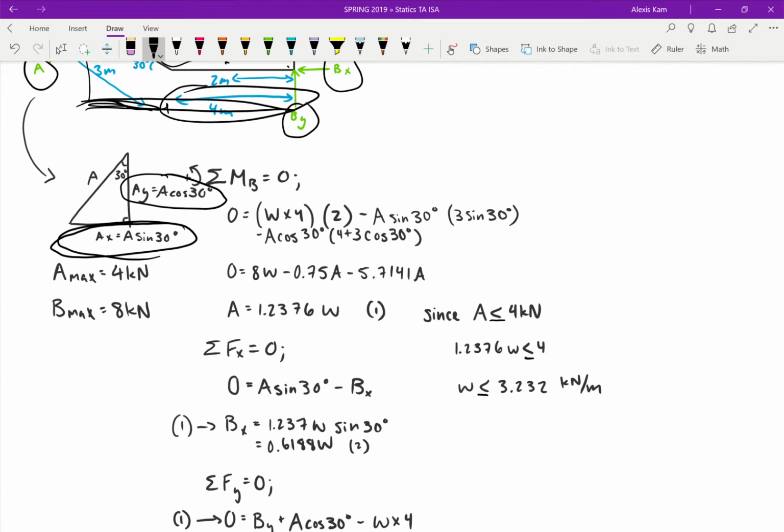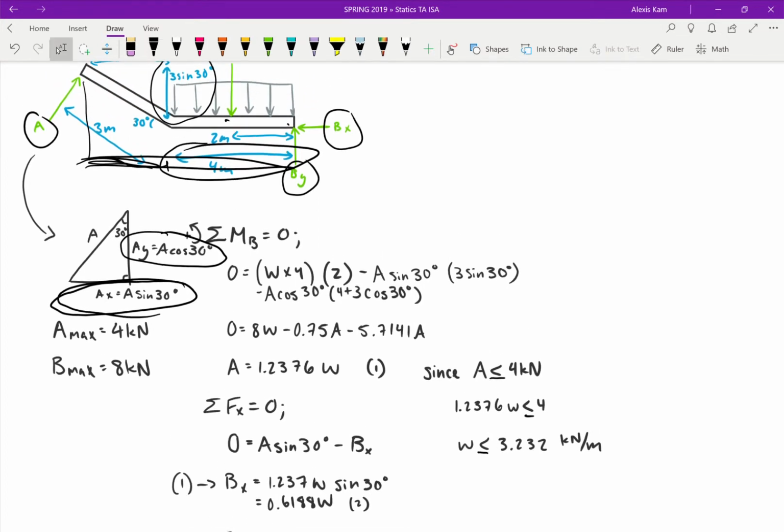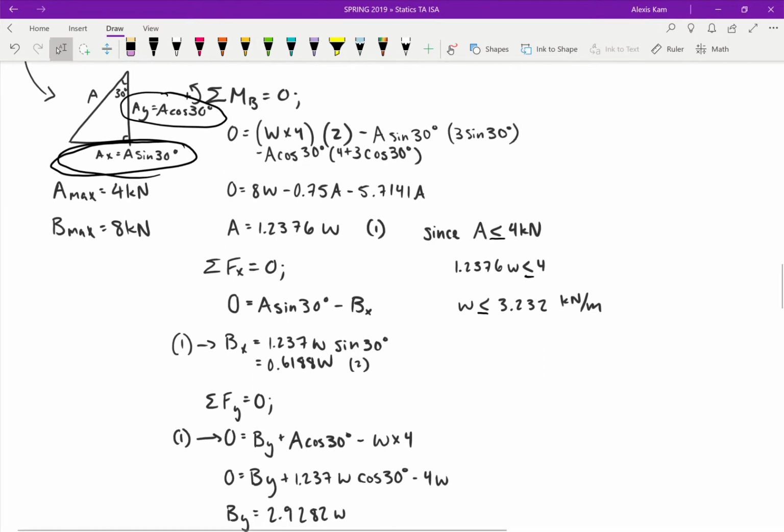Then from here, we can move on to the sum of the forces in the x direction, which we only have 2 of. So if we take A in the x direction, we'll have 0 equals A times sine of 30 minus BX. Then since we know what A is equal to, and what W is and all that, we could find that BX equals 1.237 W times sine of 30 degrees, which will give us 0.6188 W.